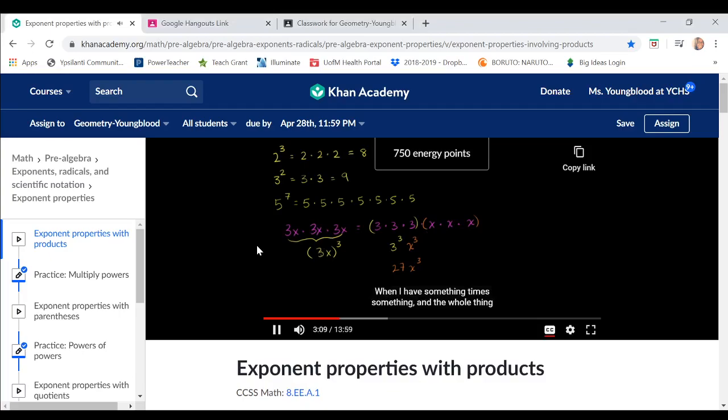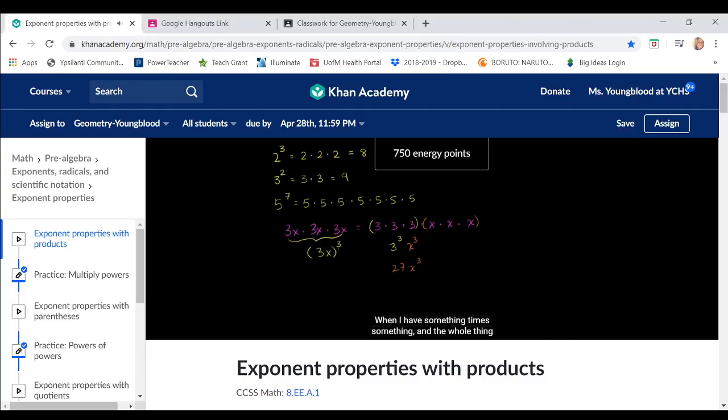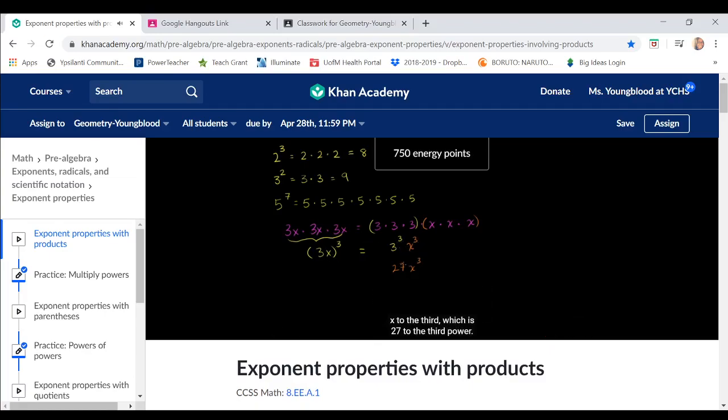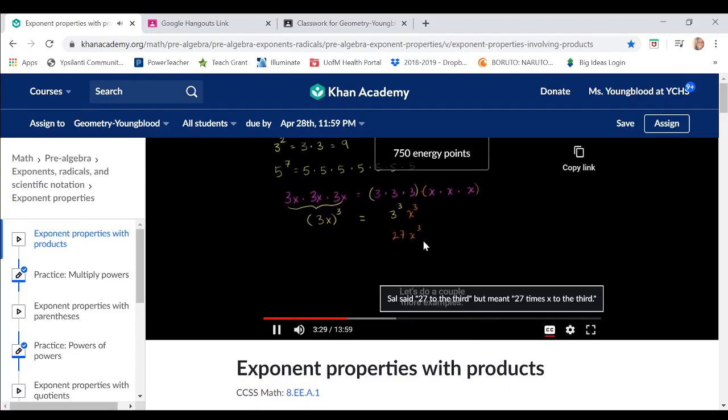Notice this. When I have something times something and that whole thing is to the third power, that equals each of those things to the third power times each other. So 3x to the third is the same thing as 3 to the third times x to the third, which is 27 x to the third power. Let's do a couple more examples.